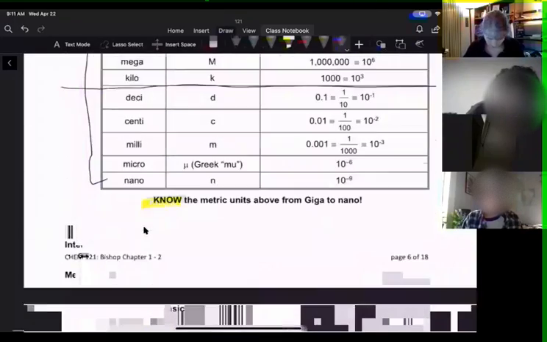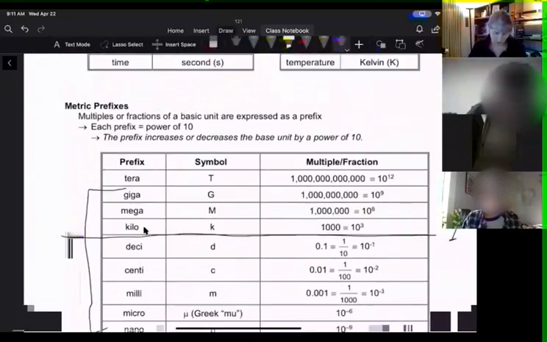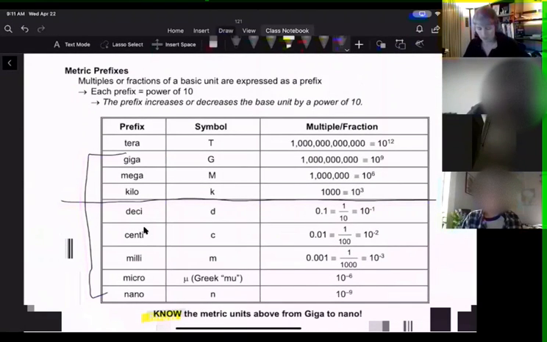We got down to page, oh, I want to review this. That's right. So this says you need to know the metric prefixes. That means you have to memorize it. So let me just write out how I memorize it. And we need to know, I'll just go ahead from here, all of this stuff.